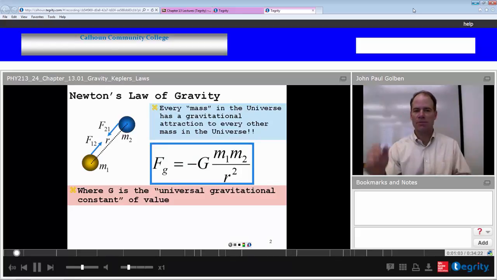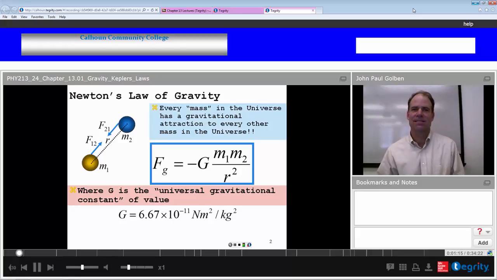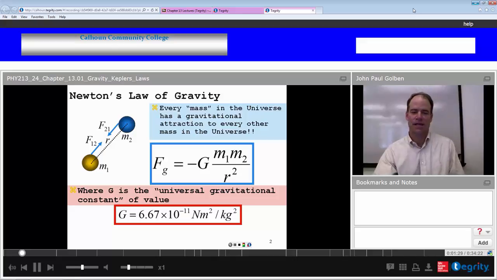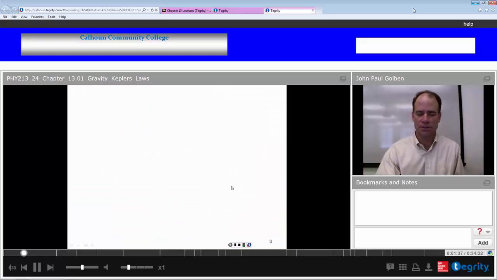Forces are equal and opposite, so these two masses are attracted to one another by equal forces. And this G is the universal gravitational constant. It has a value of 6.67 times 10 to the minus 11 newton meter squared per kilogram squared. So it just kind of rolls off the tongue. It's an easy to remember constant. 6.67 times 10 to the minus 11. It is the gravitational constant. And the negative sign means this is an attractive force between masses.